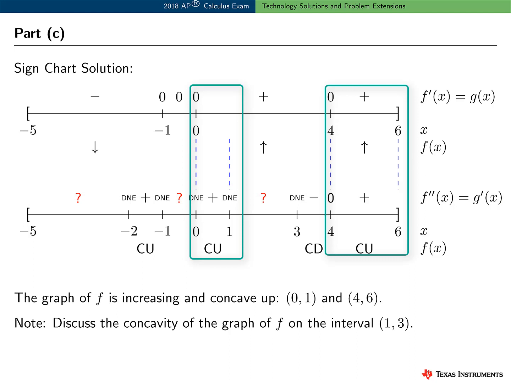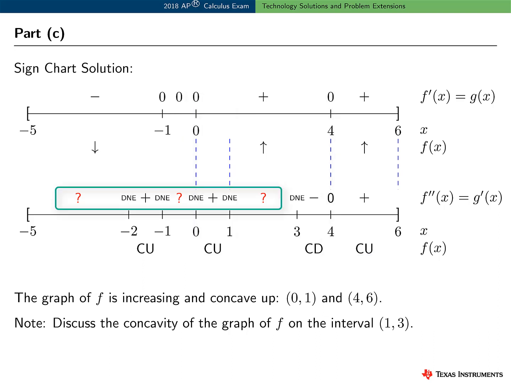Using these charts, I can see that the graph of f is increasing and concave up on the intervals 0 to 1 and 4 to 6. Remember, however, on the AP Calculus exam, a sign chart alone is not sufficient justification. So for full credit on the exam, I'd have to interpret these charts with a sentence similar to the one given on the scoring guidelines.